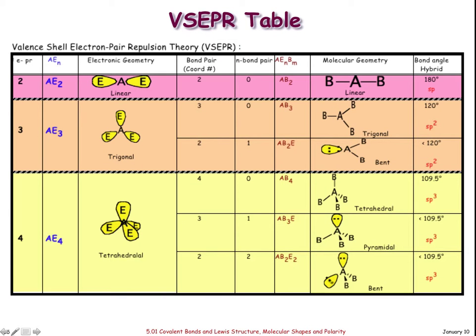So this is your VSEPR table, and use this table to figure out the molecular geometry, the electronic geometry, and the bond angle around the central atoms. These are the bond angles around the central atoms, right here. You notice that the bond angle is tied to the electronic geometry. If you're linear, you've got a bond angle here that's about 180. If you're trigonal planar, you've got a bond angle here that's about 120. And if you're tetrahedral, you've got a bond angle here that's about 109.5.